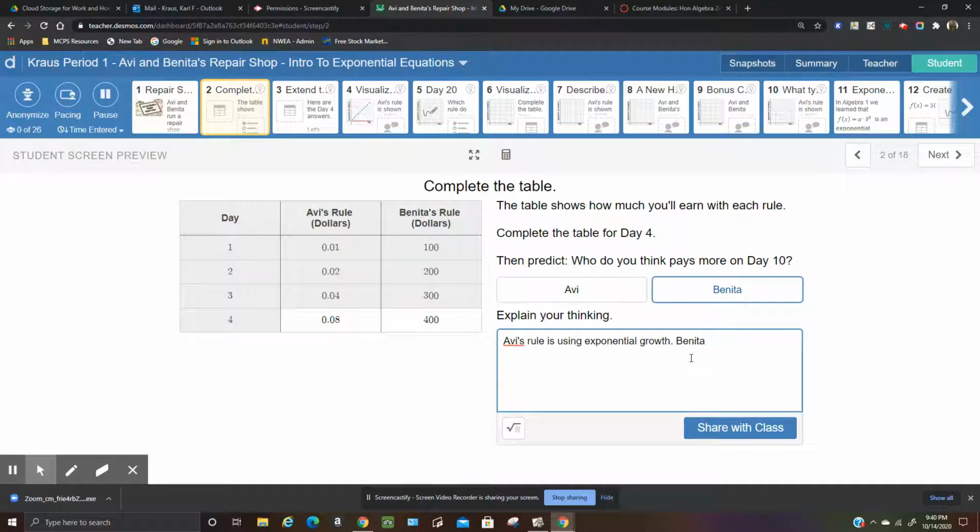Benita's rule is adding $100 each day. After day 10, Avi's rule would pay more in the long run. Avi's rule would pay more.